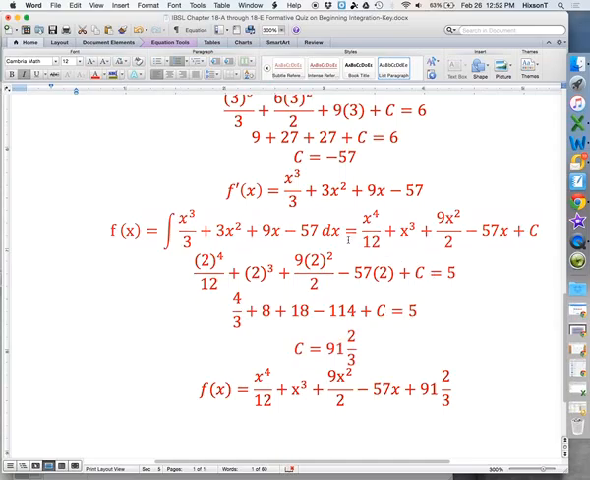So now we can take the integral that we had before, we plug in c, and now we know our final answer, what that original function would be, or the position function, if you will. Okay? Make sense? Yep. All right.